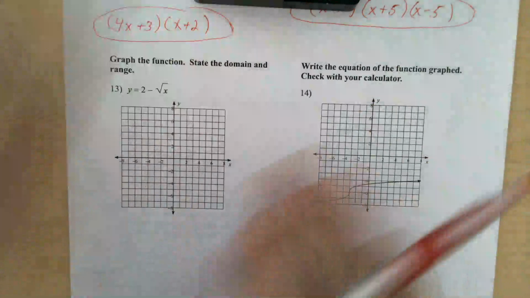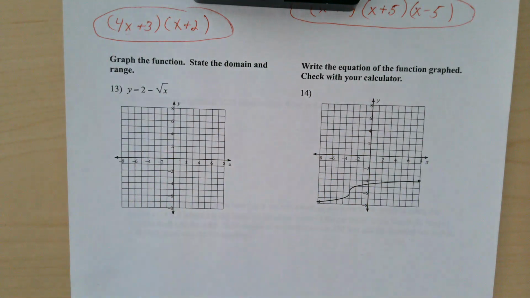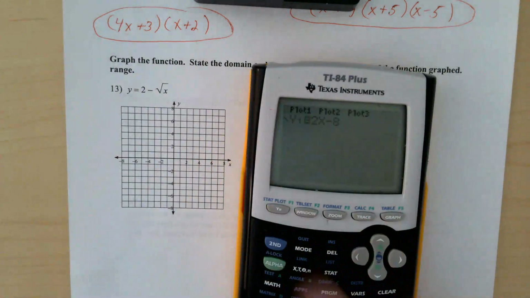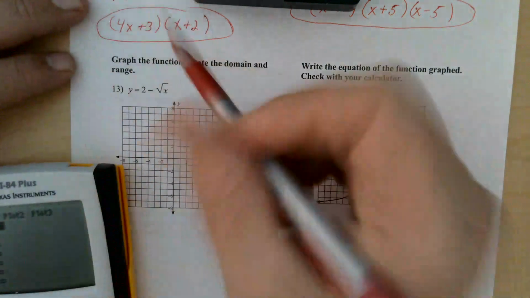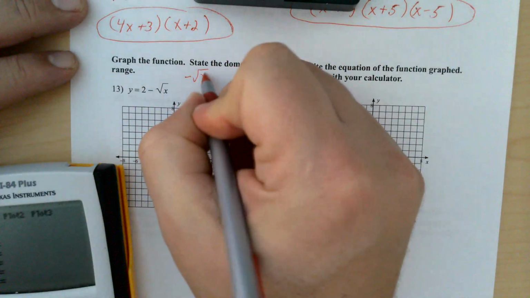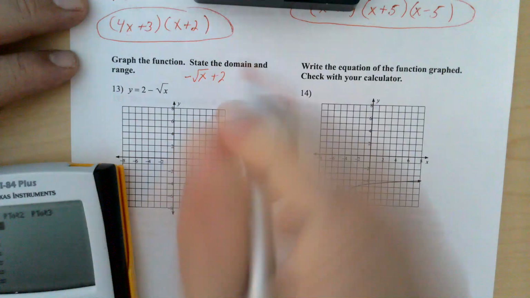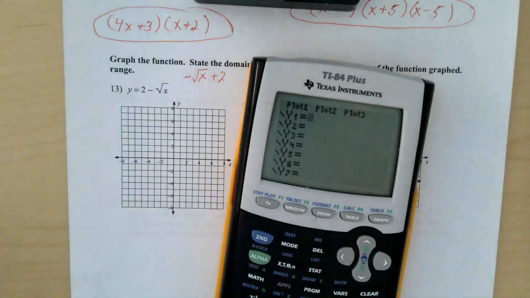Okay, now this one, you are going to graph and you are going to state the domain and range. Now, we shouldn't have to rely on a calculator for this, but you're allowed to use a calculator. Okay, so with this, I know that this is a reflection. So really, this is the same as negative square root of x plus 2. So when I graph this, I know I'm shifting everything up 2, and it's also going to be a reflection. So the graph is actually going to go downward.